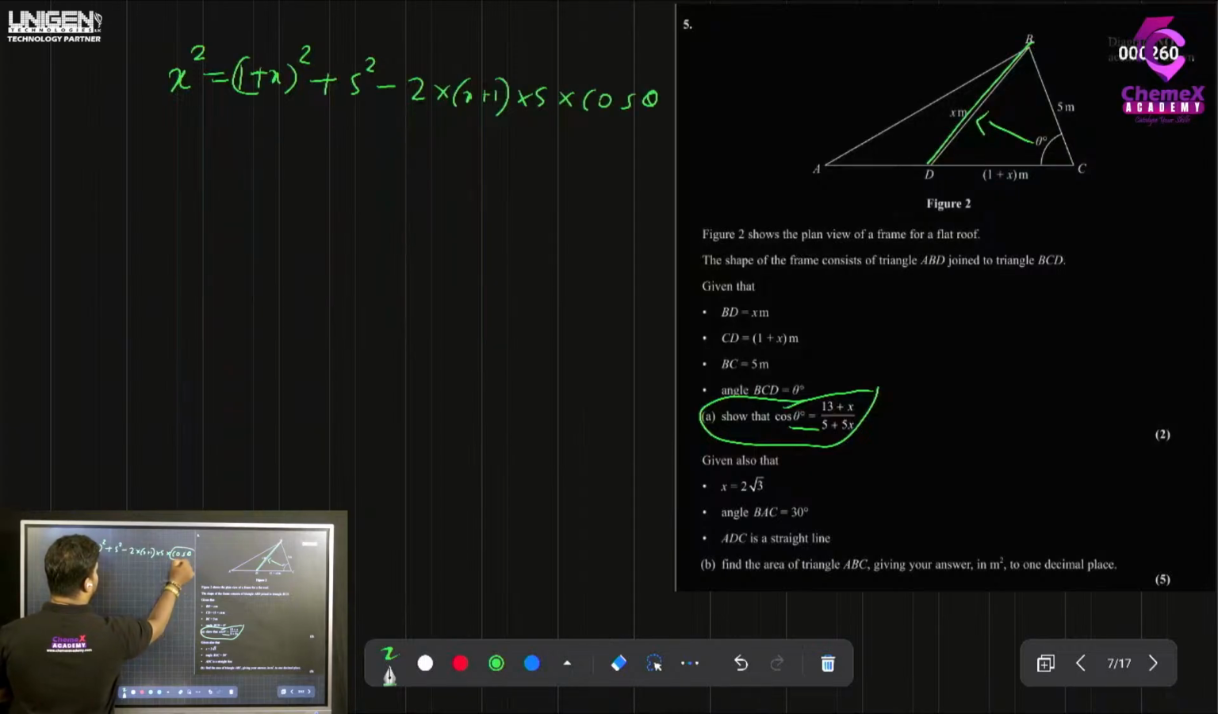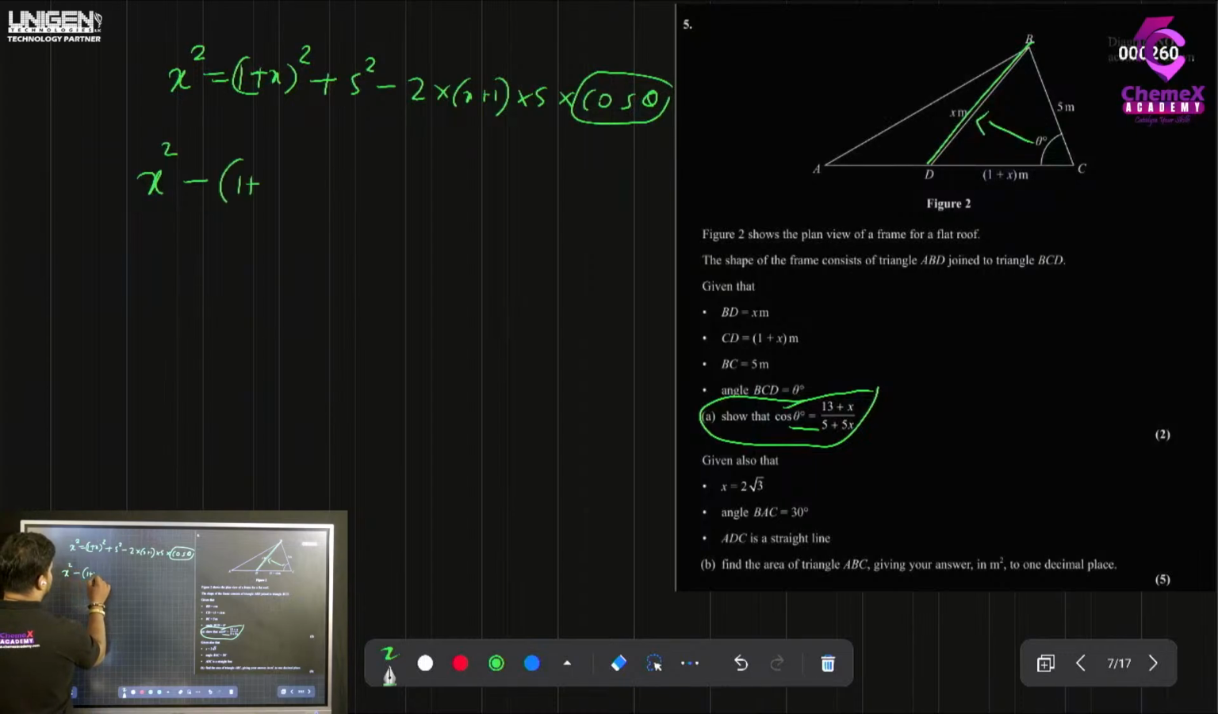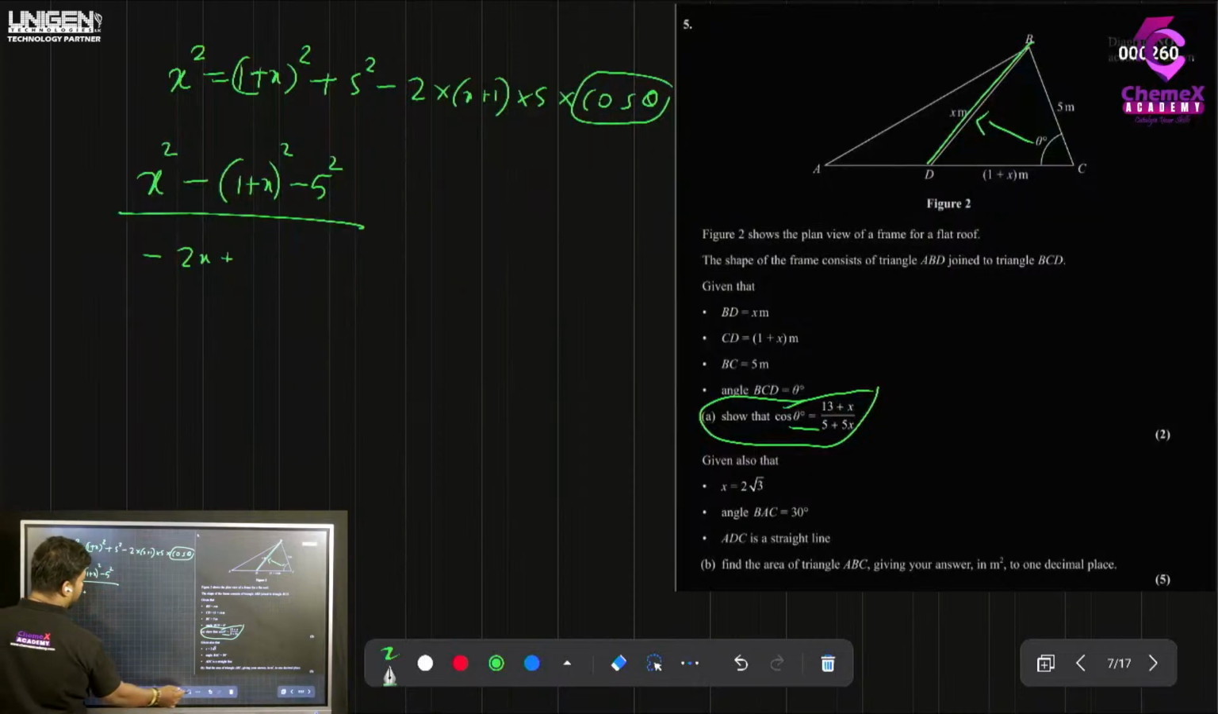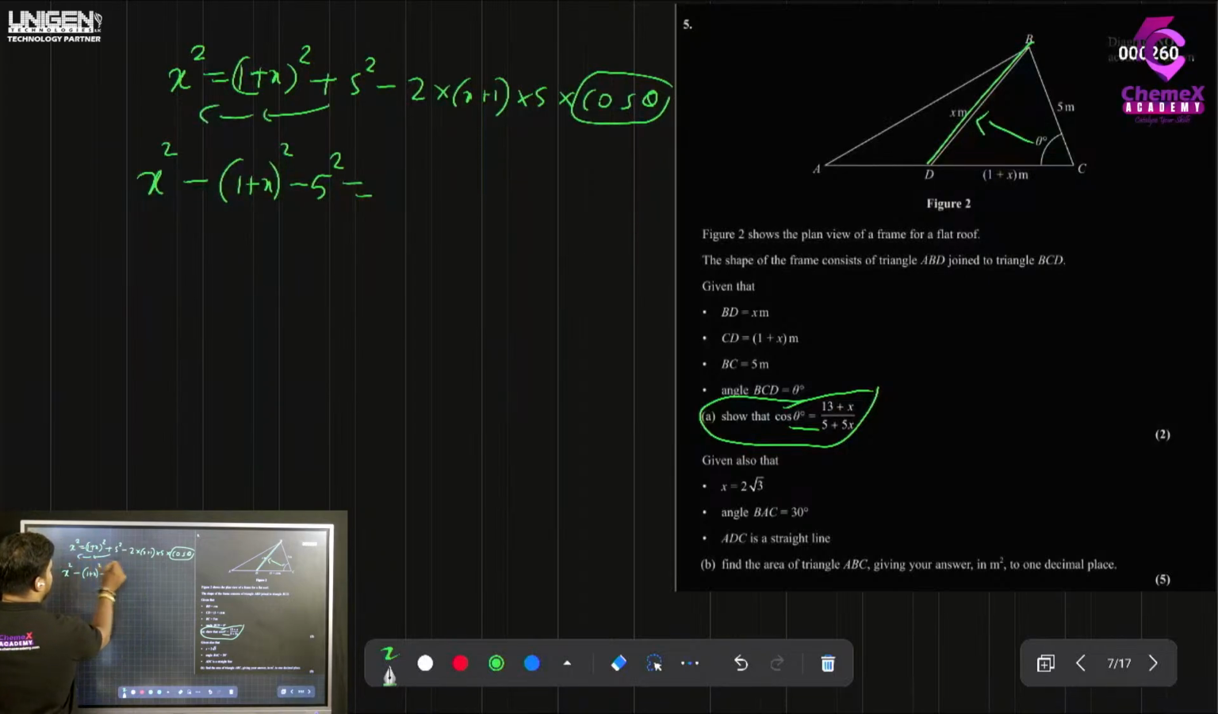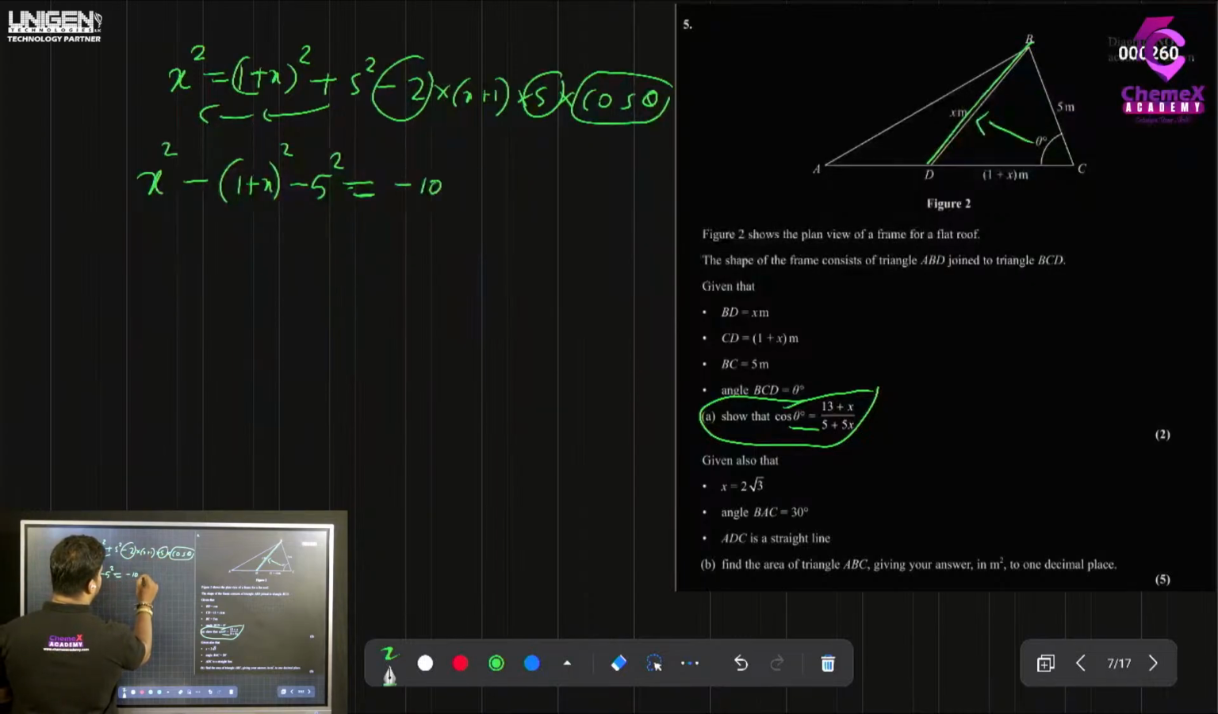Here cos theta is what we make the subject. Then x squared minus 1 plus x squared minus 5 squared divided by minus 2x plus 2. 2x minus 2, I'll just expand that and take it. Okay, that's gonna be complicated if I do that. I took these two to the other side. Then this is gonna be minus 2 into 5 is 10, so minus 10 x plus 1 bracket cos theta.